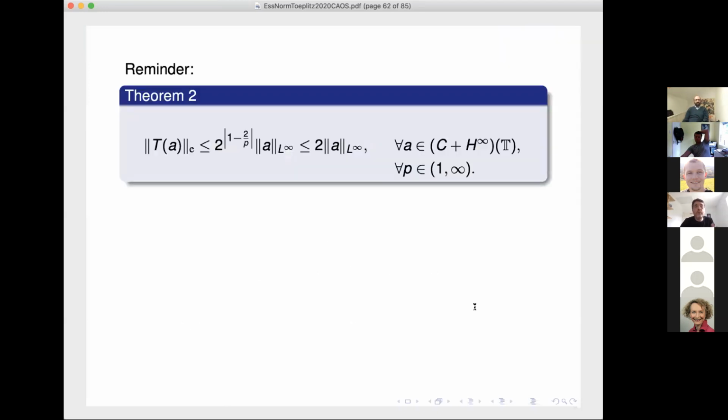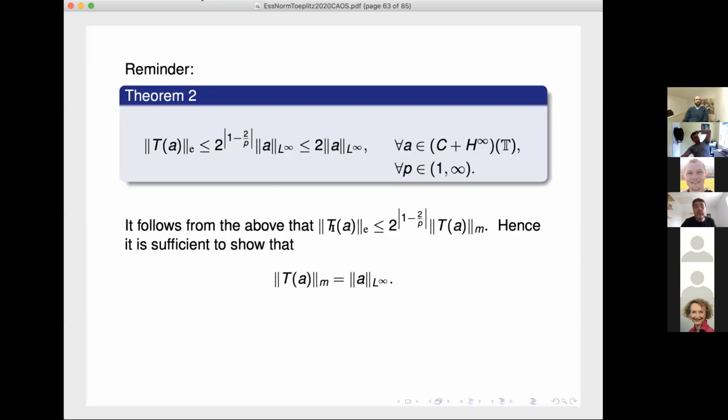Now, this is the theorem that we want to prove, right? And now with this machinery, the proof is surprisingly trivial. First of all, we know now that the approximation constant for Hardy spaces is this. We know that the essential norm is estimated above by this measure of non-compactness times this constant. All we need to prove is that this measure of non-compactness is just the L infinity norm of your symbol.